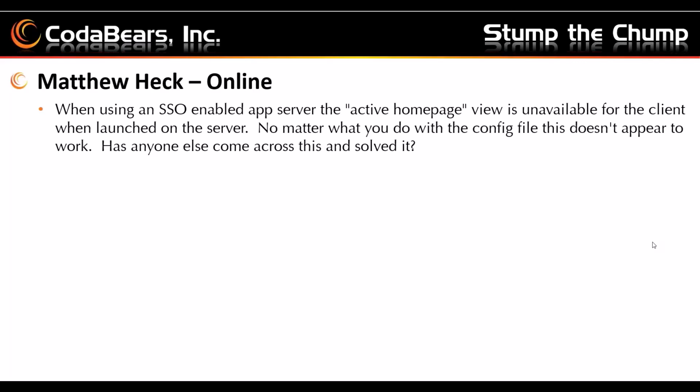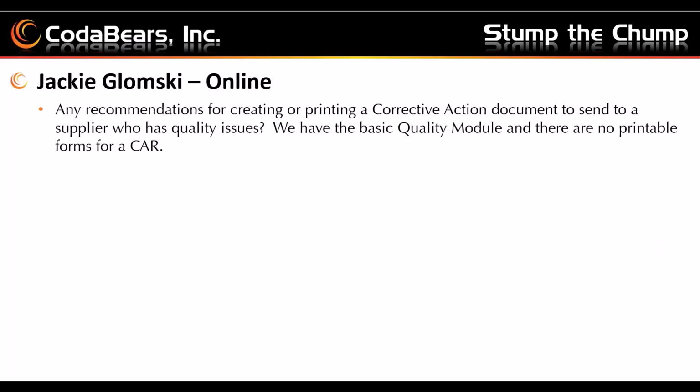Our next one is from Jackie Glomsky. Any recommendations for creating or printing a corrective action document to send to a supplier that has quality issues? I know you had posted this question during the SSRS topic, but I moved it over here to the Stump the Chump only because everybody has their own corrective action form and how they handle them. There is nothing out of the box in Epicor to handle this. So yes, you do require the base quality module to even be able to do a corrective action, but there are no printable corrective action forms in the system. All of them have to be built.